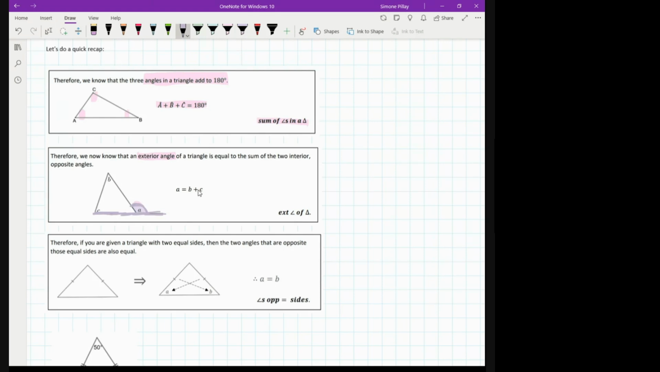And what we said is that the exterior angle is equal to the sum of the two interior but opposite angles. So in this case that is B and C over there. So we now have A equals B plus C. My exterior angle is equal to the sum of my two interior but opposite angles. We do not use this angle because this angle over here is an adjacent angle. It is not an opposite angle.